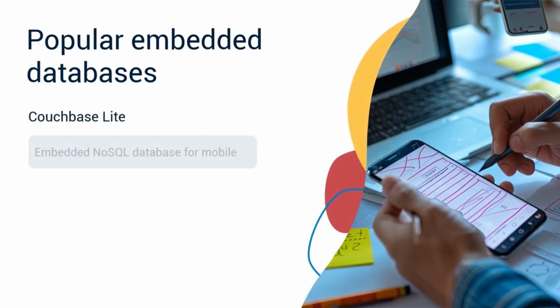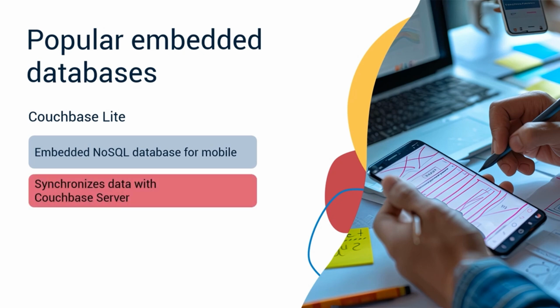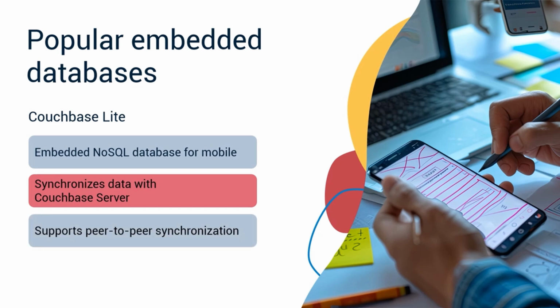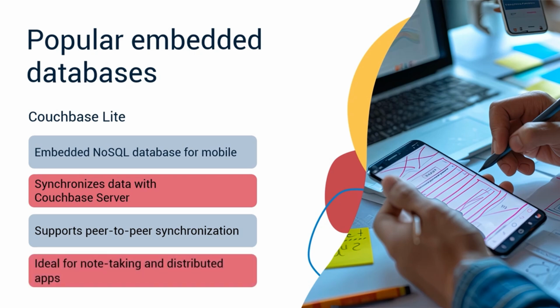Couchbase Lite is an embedded NoSQL database designed for mobile applications. It offers synchronization capabilities with Couchbase Server, making it suitable for distributed applications. Along with JSON document storage, it offers peer-to-peer synchronization and full-text search capabilities. Couchbase Lite is used in applications that require syncing data across multiple devices, such as note-taking apps or project management tools.